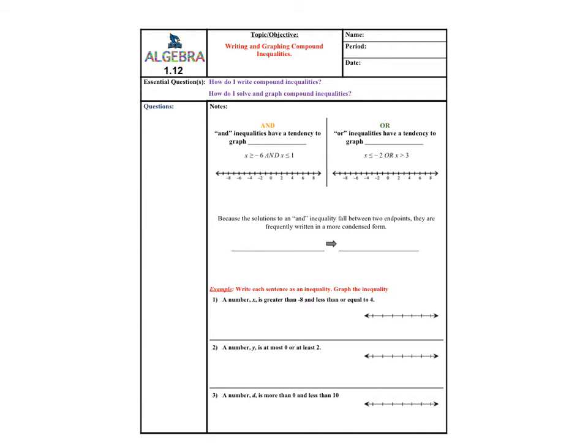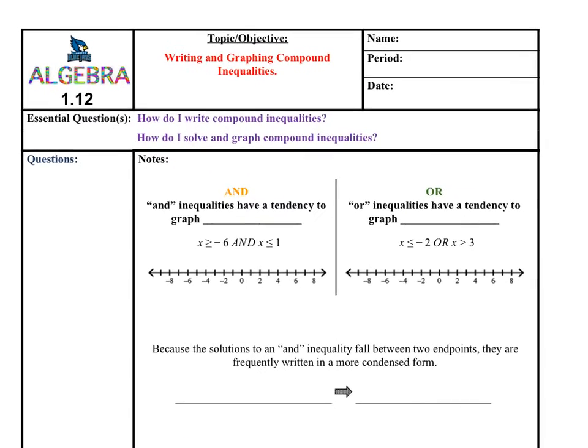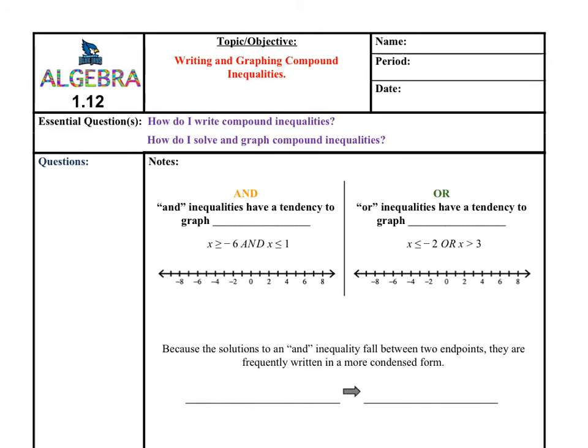Today we're talking about compound inequalities. Compound inequalities are when you have basically two inequalities that you graph together. It's either an "and" inequality or an "or" inequality. When you have an "and" inequality, they have a tendency to graph together. So it's going to look like this, like a barbell.